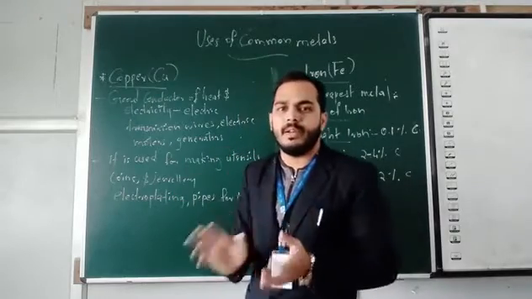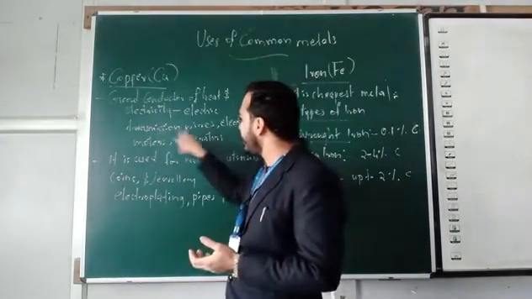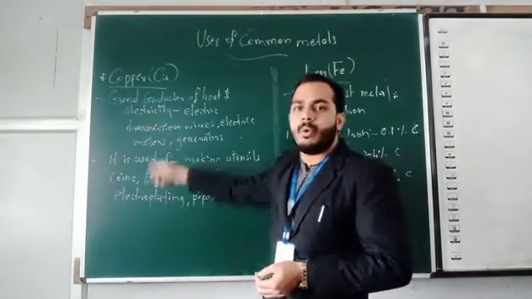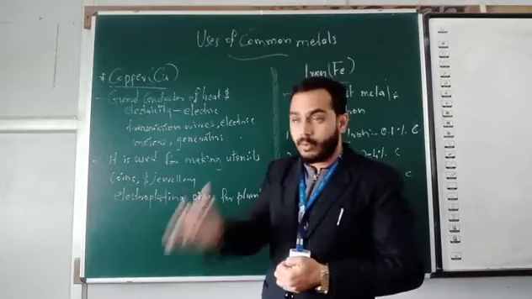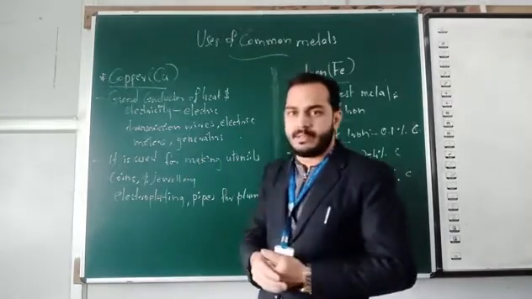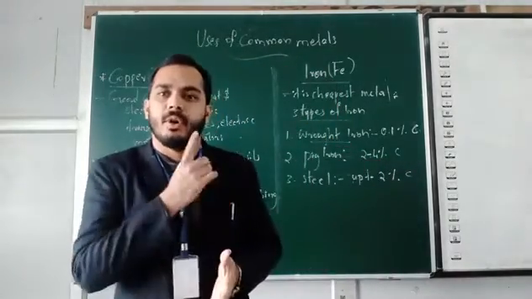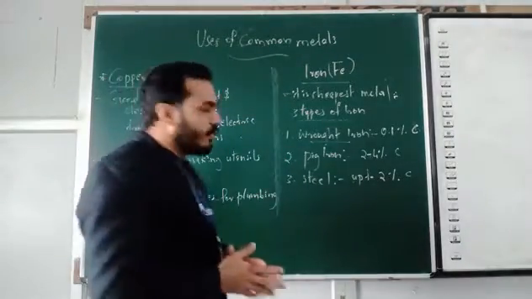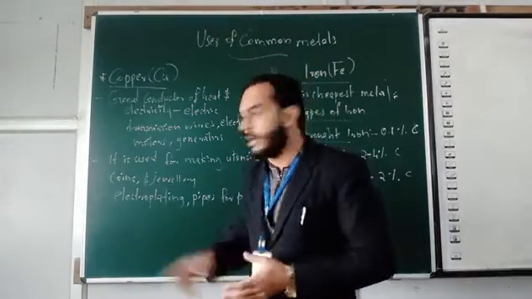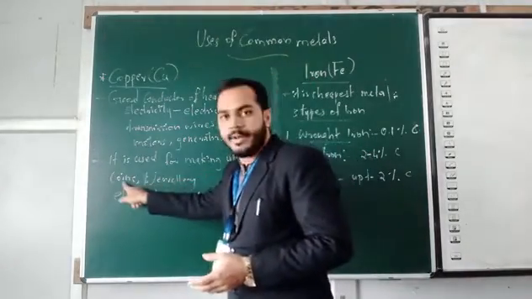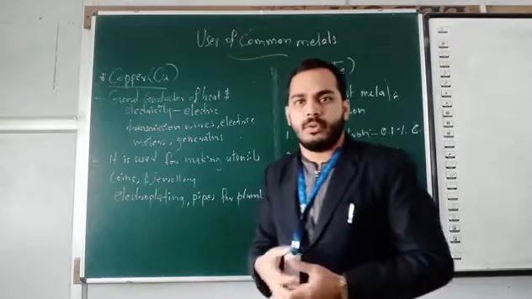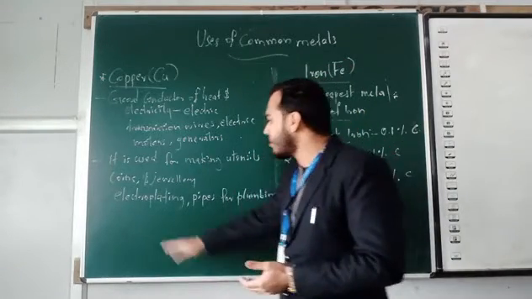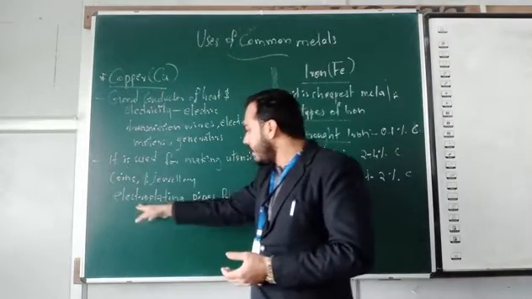Copper is mainly used for electrical transmission wires, electric motors, and generators. Generators are also made with the help of copper. Next, copper is used for making utensils, coins and jewelry. Copper jewelry is also made with the help of copper. And next, copper is used in electroplating.